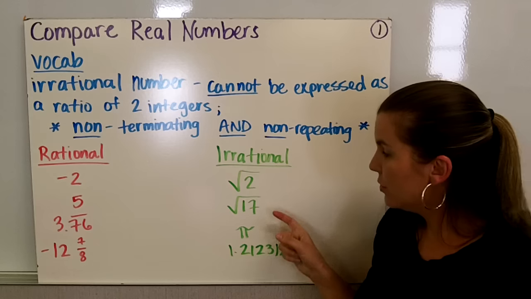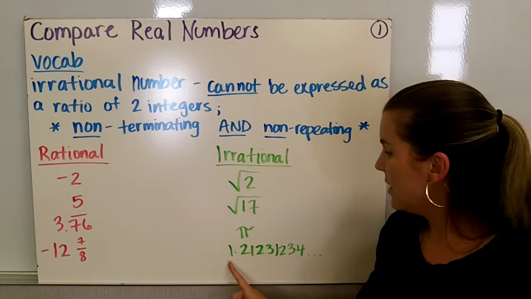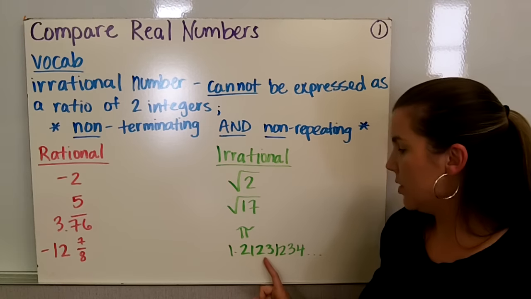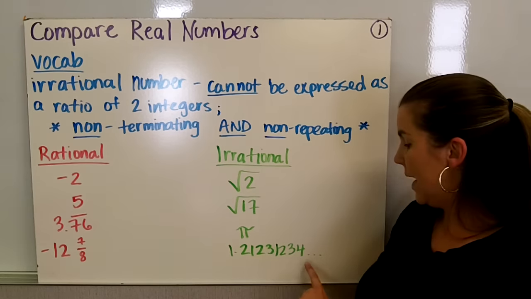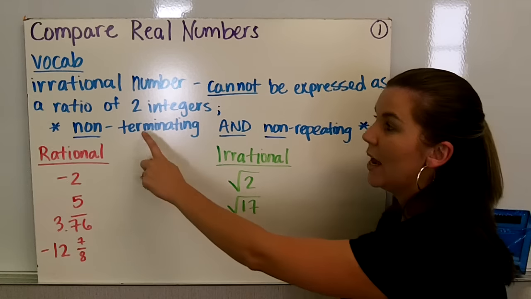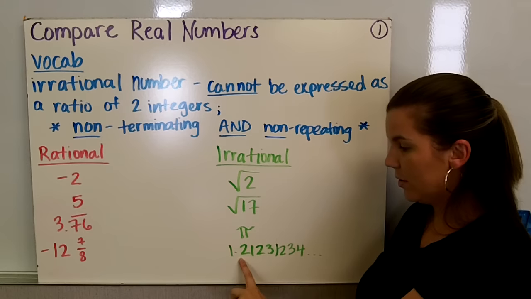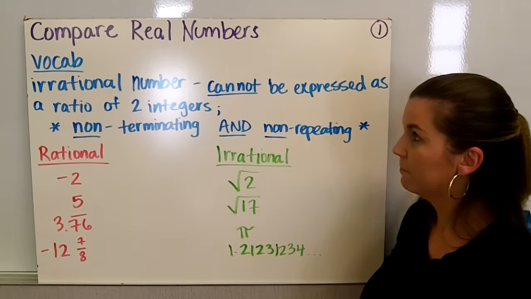So square root of 2, square root of 17, pi, you should be familiar with, and this decimal, 1.2123, 1234, and you see the ellipsis. This means it continues on and on. Notice that non-terminating means it doesn't stop, and non-repeating, there is no single digit repeated.